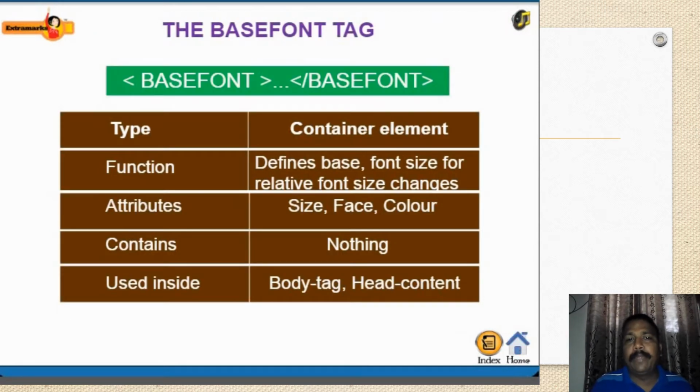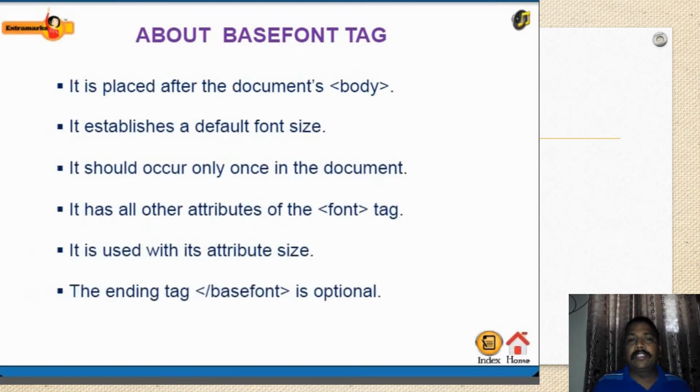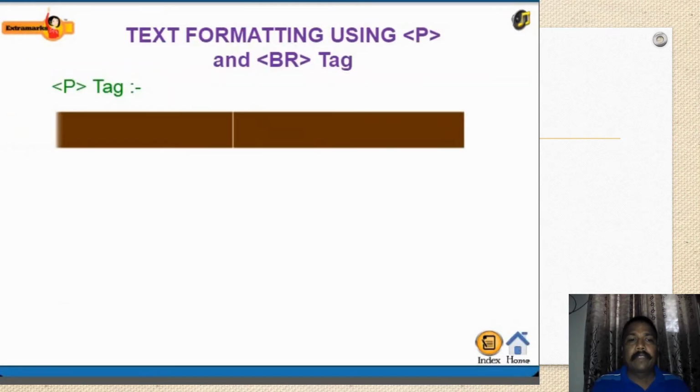The next one is basefont. It defines the base font size for relative font size changes. It is placed after the document body. It establishes a default font size. It should occur only once in a document. It has all other attributes of the font tag. It is used with its attribute size. The ending tag is basefont. Look here, basefont size is equal to 3, color is equal to aqua, face is equal to Georgia Garamond, and the font color is equal to black.